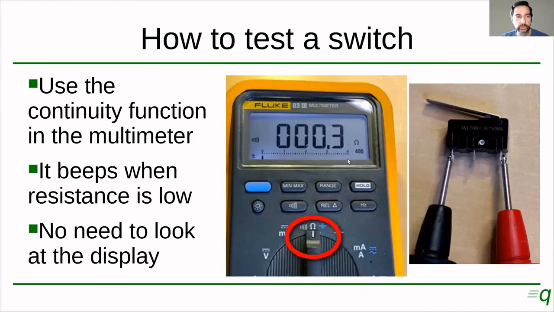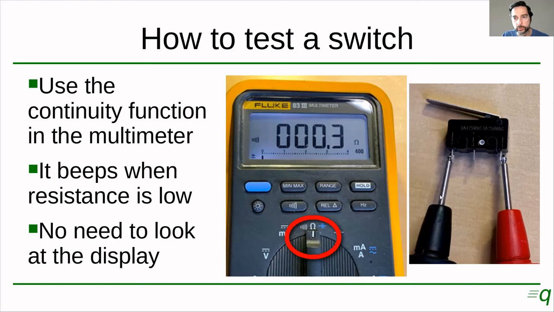So how do you test a switch with a multimeter? Well, we use a continuity function in the multimeter. It's symbolized with a beep, with this kind of a sound wave here, right? So what it does, it measures resistance, and if the resistance is less than a set value, say 10 ohms or 100 ohms, the meter will beep. So you don't have to look at the display. You just hear the meter beeping.